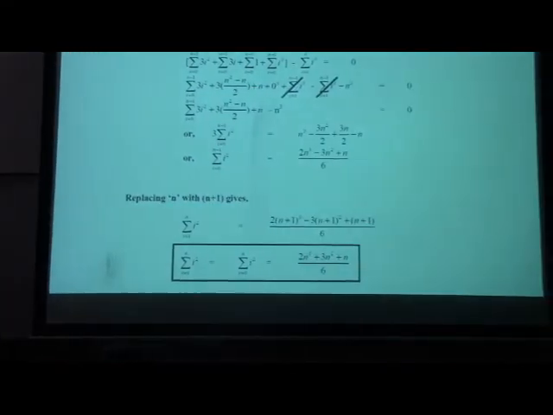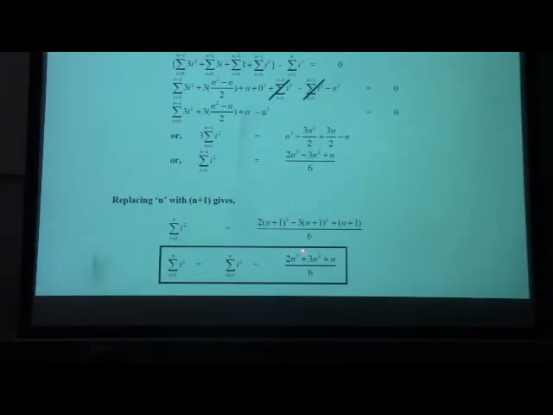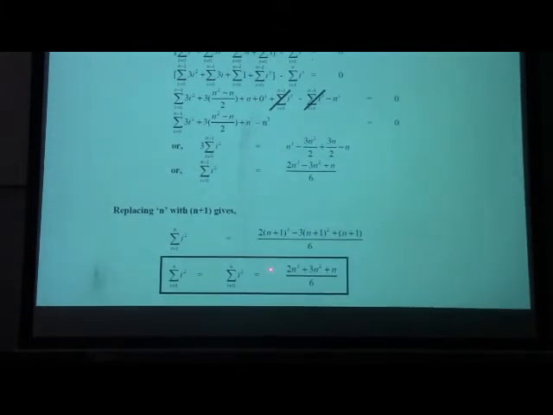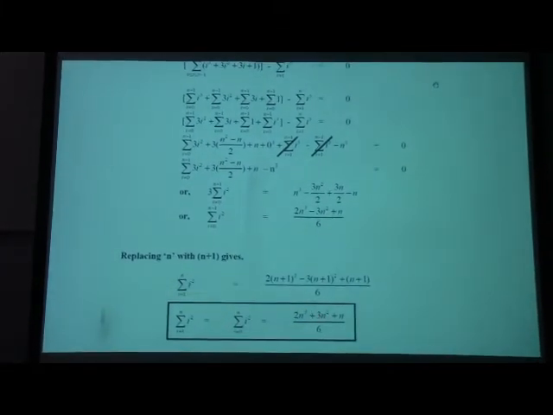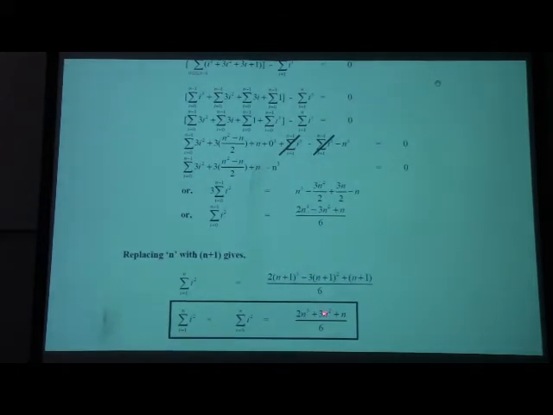So what's the value of n? 4. So what's 4 cubed? 64. 128. So 128, remember that, this is 4 squared, 16, 48. So what's 128? Yeah, 128 plus 40, 176. Plus 4, 180. Divide by 6. Does that match? Yes? 16 plus 9 plus 4 plus 1.